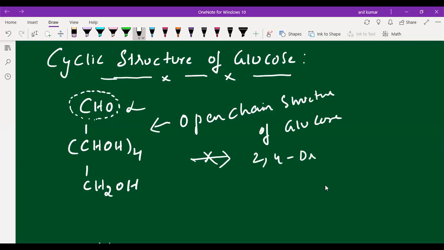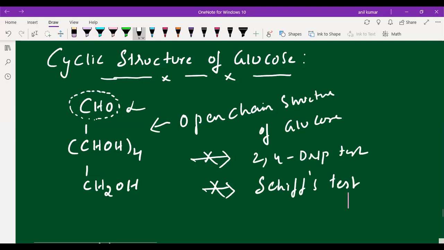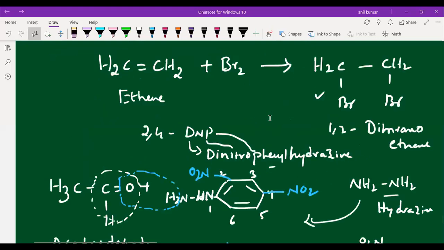The open chain structure of glucose also won't show Schiff's test. You can ask what is meant by Schiff's test. Schiff's test is used as a characteristic reaction of the aldehyde group. I will write Schiff's test here. All these reactions came in the previous chapter, students.